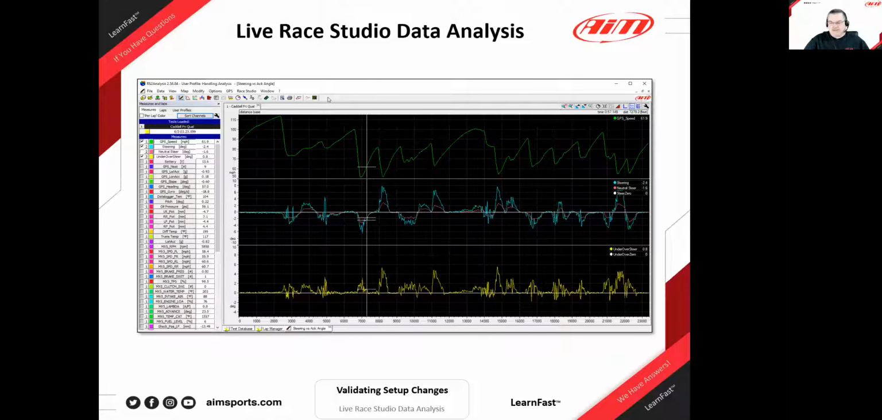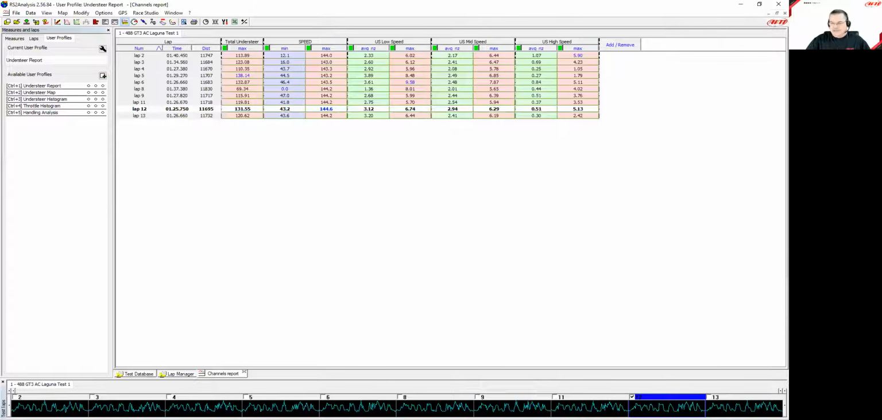Exactly. You need the steering sensor for the comparison, but you certainly can build the mathematical steering number with virtually any of our data systems. Okay, so let's bring up the data. I'm going to give Ray control of the mouse here, and Ray is going to take over and talk us through.